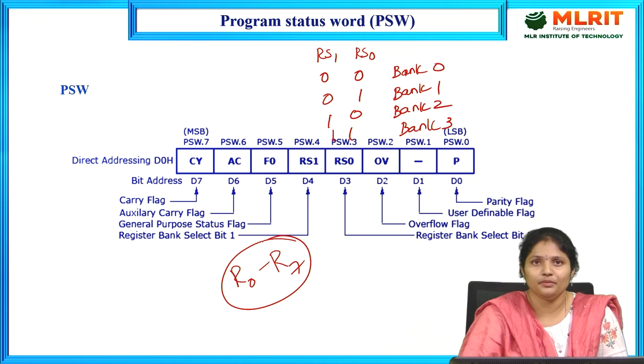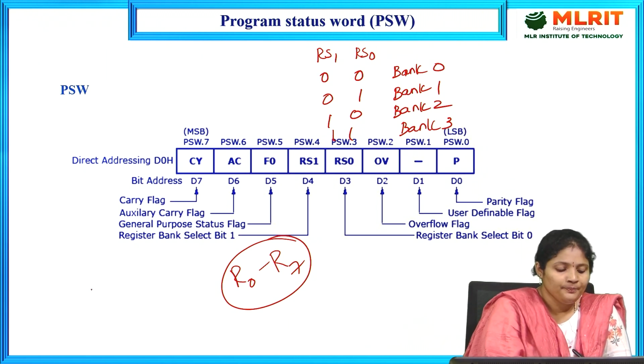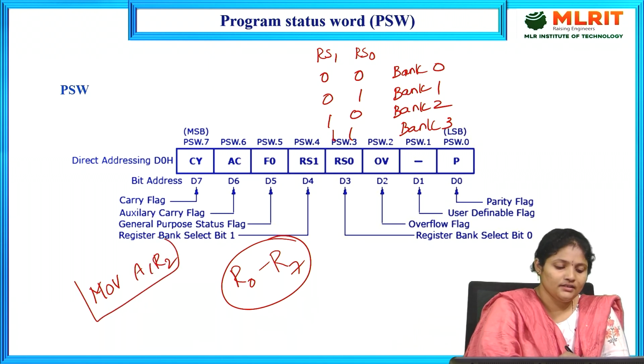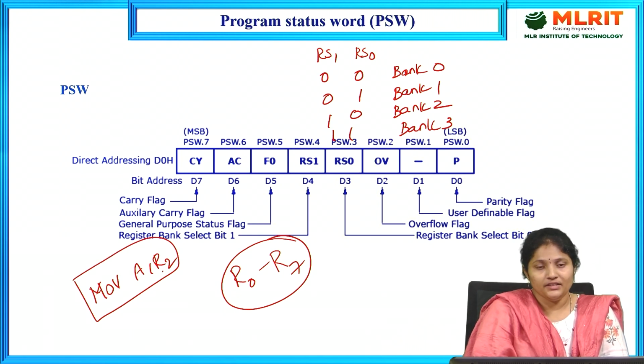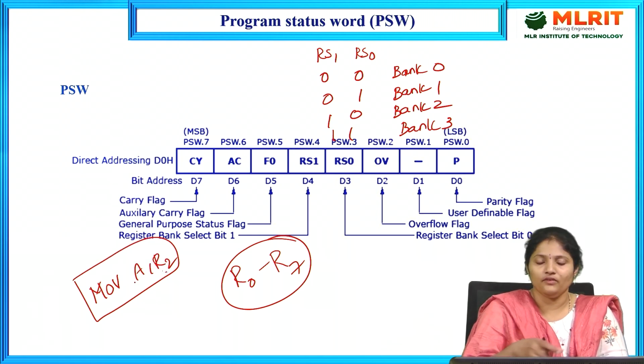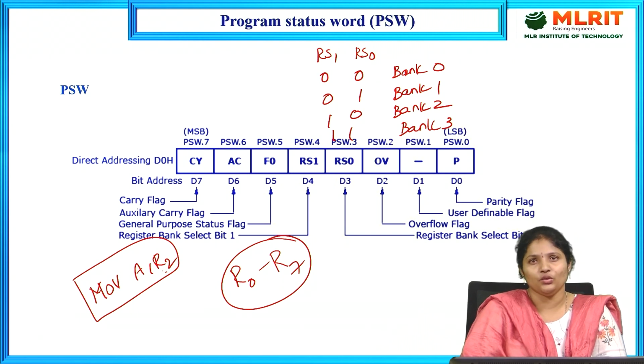If I want to move data from the R2 register to the accumulator, basically if we write it like this, the data present in the R2 register will be moved to the A register. Every register here, R0 to R7, and the A and B registers are 8-bit registers. So the data will be moved. It automatically selects bank 0.